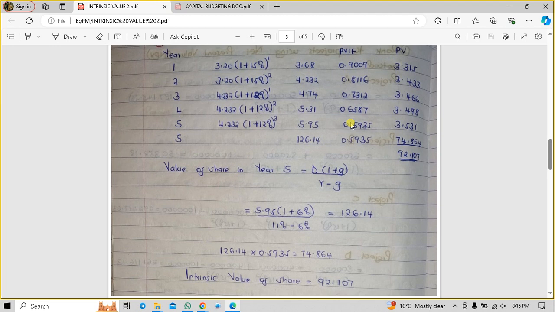And for indefinitely, we use the same PVIF. So here we don't get another PVIF. You can see here we have 0.5935. We still use the same 0.5935. Then we multiply 126.14 times 0.5935. You get 74.864. Then you add, for you to get the intrinsic value of the share as 92.107.